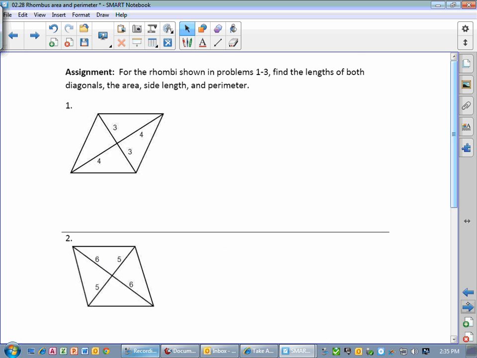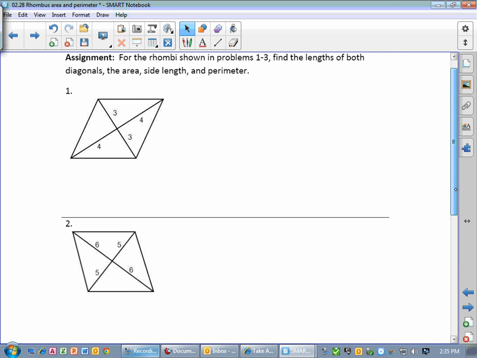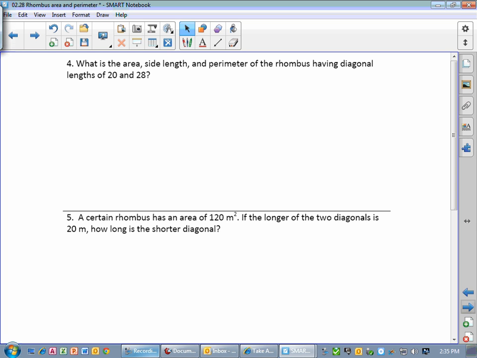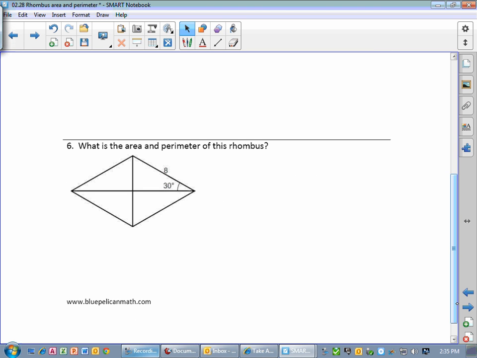If you look at the first 3 problems, those are like example 2. Number 4 is like example 1. Don't ask me why it's out of order. Number 5 is like example 3. And then 6 and 7 are both like example 2, except instead of being given side lengths, you're given angles. So you have to use trig ratios or special right triangles. But it's all the same idea.